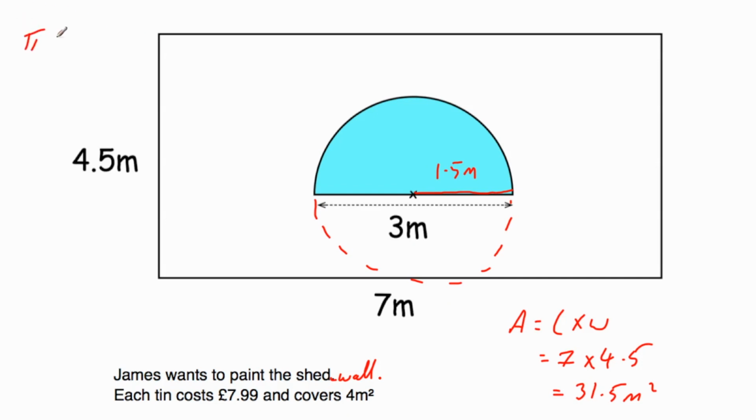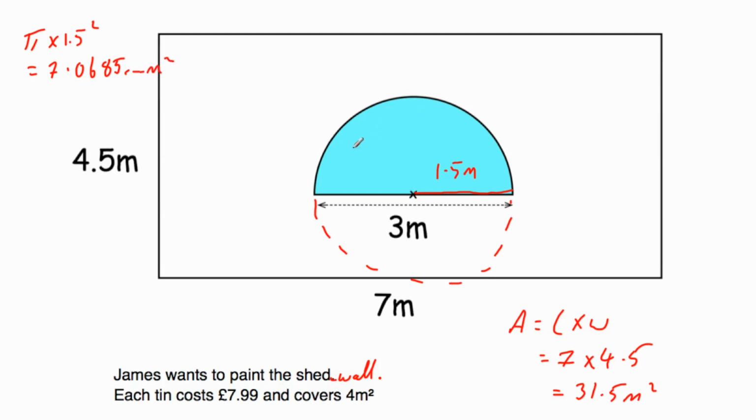So it's going to be pi times 1.5 squared. That'll be the area of the whole circle. So pi times 1.5 squared is equal to, now normally I'd write this down below, but I want to just keep this shed wall on our screen. So we're going to do pi times 1.5 squared, that's equal to 7.0685 and so on meters squared. So that would be the area of the whole circle.